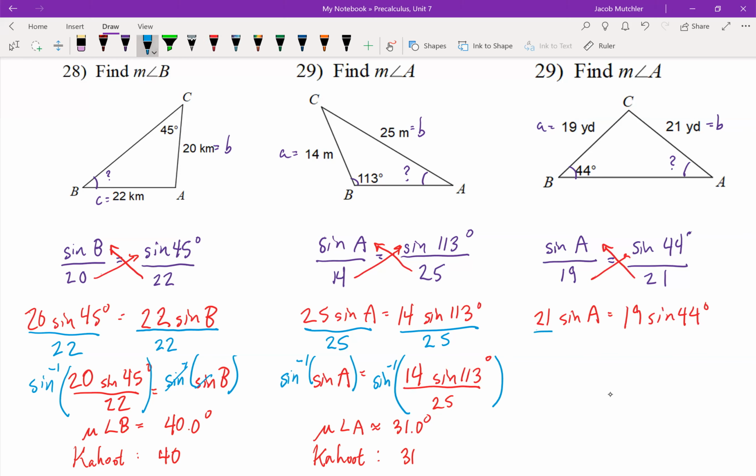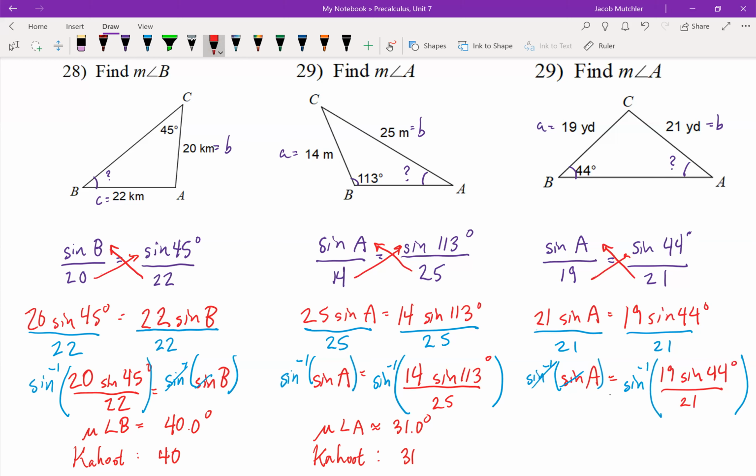To solve for sine of A, I'll divide by 21. That'll give me sine of angle A equals 19 sine of 44 degrees, and that's all divided by 21. And just as in our previous two examples, to cancel sine function, I'm going to apply inverse sine. That'll cancel. I'll just be left with angle A's measure there on the left. And my answer there is going to be given by inverse sine of 19 times sine of 44 degrees over 21. So we'll finalize this last answer, head over to the calculator.